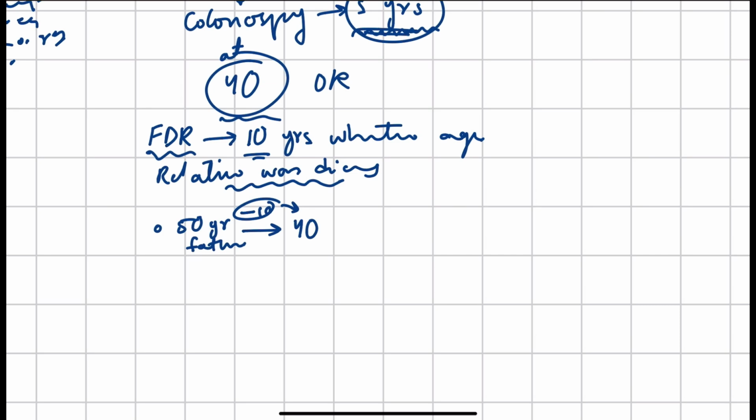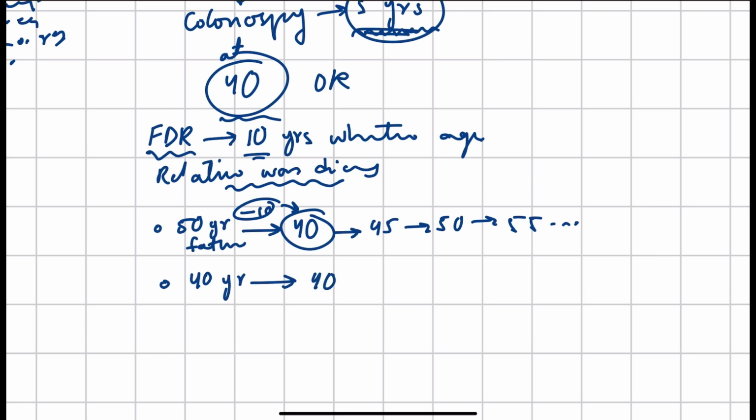And also the general age at which we start the screening is 40. So that's not a big brainer. And then after 40 we will repeat the screening at 45, then at 50, then at 55, etc. Now what if the parent was, say, 40 when he was diagnosed with colon cancer? Now when will we do the colon cancer screening in his child? Will it be at 40 or will it be at 30?